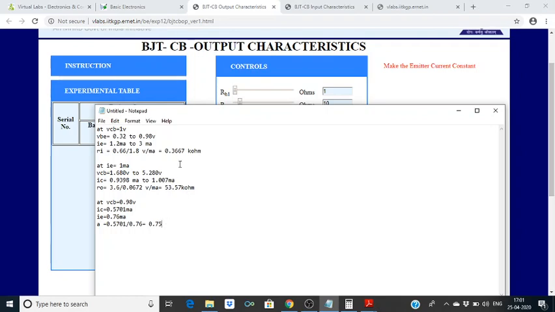So we have verified three things: input resistance is low in the case of common base configuration, output resistance is high, and the current gain is always less than unity. In this way we have performed this experiment related to the common base BJT transistor. Thank you.